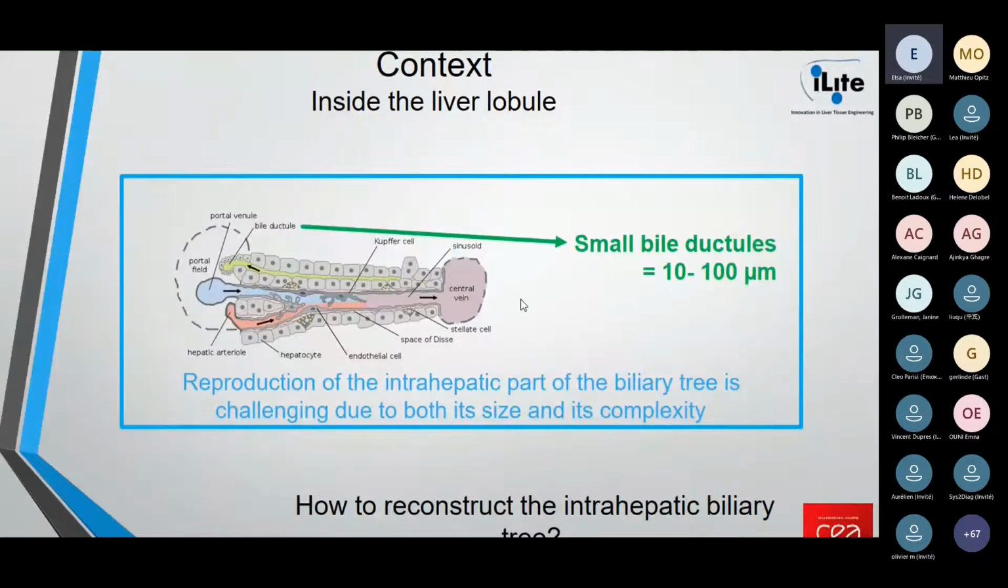If we go inside the liver lobe, which is a very small liver unit, in the cross section you can see the small bile ductules that are around 10 to 100 microns. The size is really tiny, but the geometry is also very complex. There is a real challenge here to reproduce in vitro such a part of the biliary tree. And here is our work: we want to use PRIMO to reconstruct such an intrahepatic biliary tree.